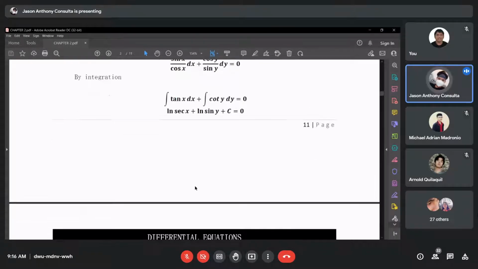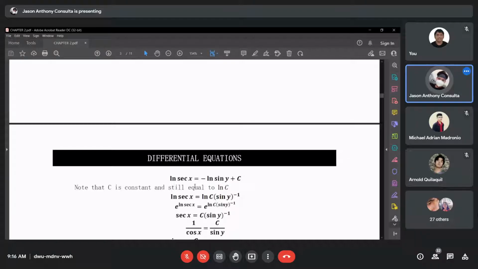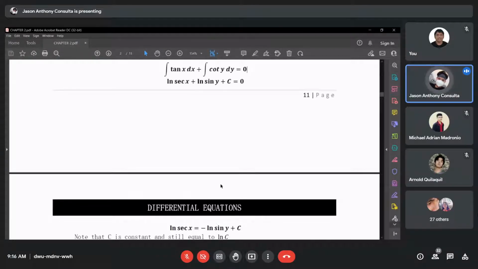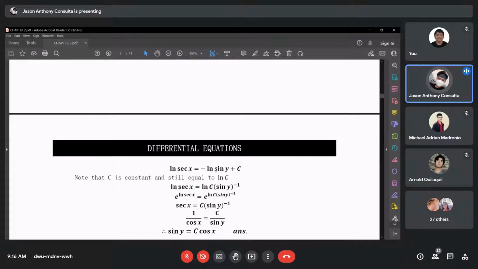So yun, i-simplify ulit. ln secant x is equal to, nilagay sa kabila yung ln sin y, kaya naging negative ln sin y plus c. So ito class, pinakita ko lang, note that c is a constant and still equal to ln c para ma-simplify din siya.